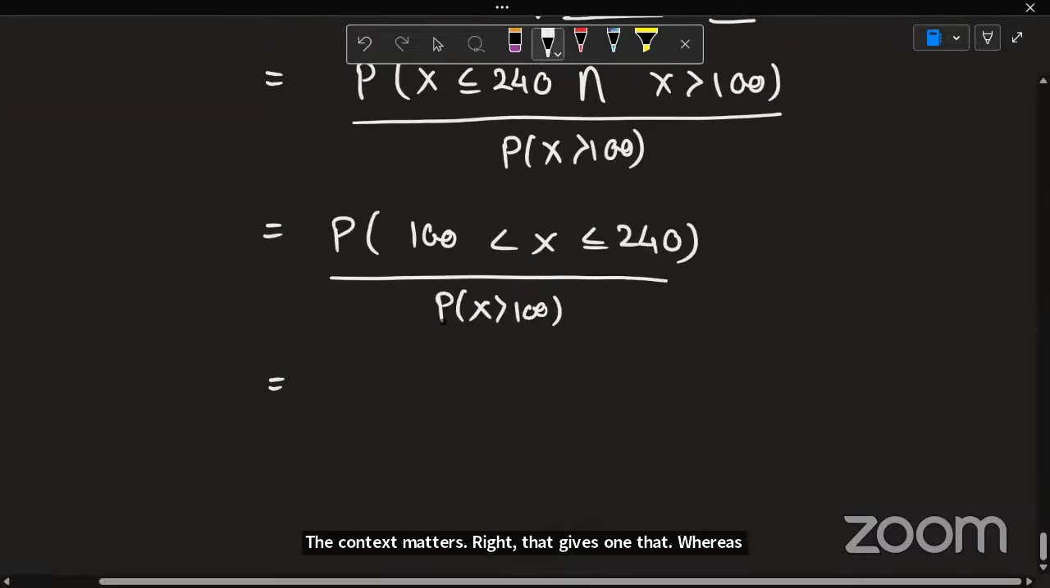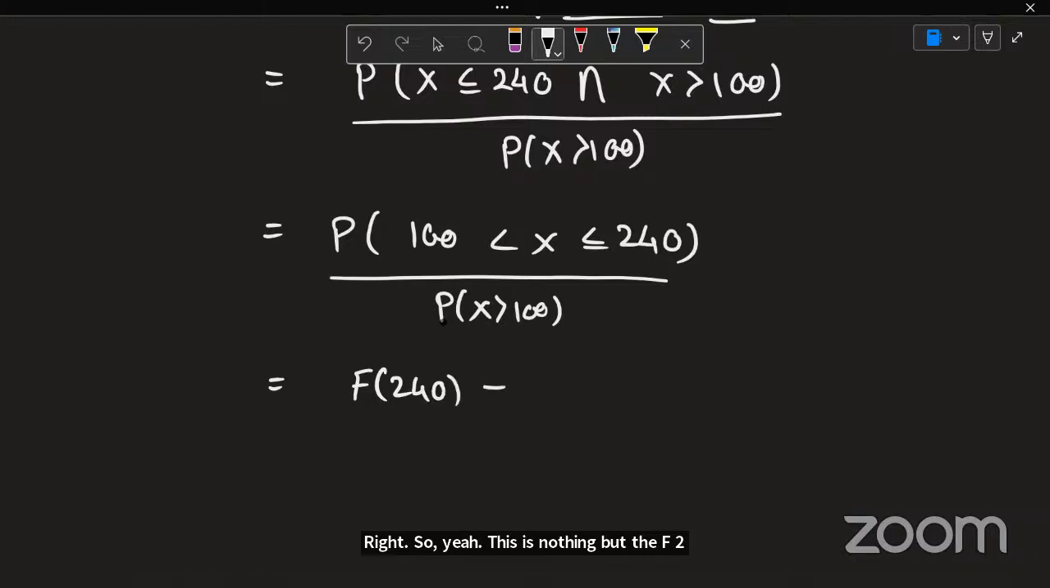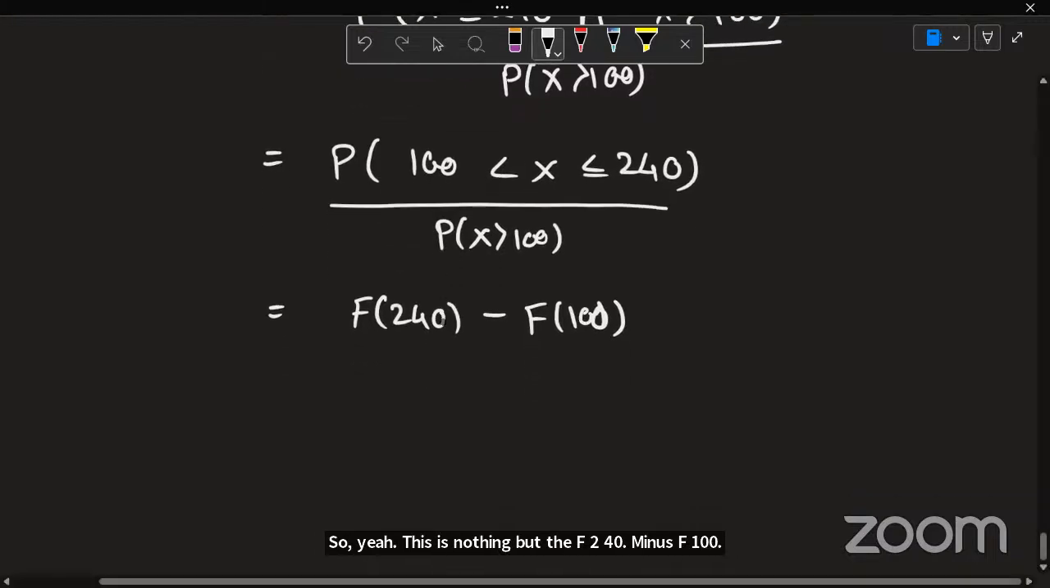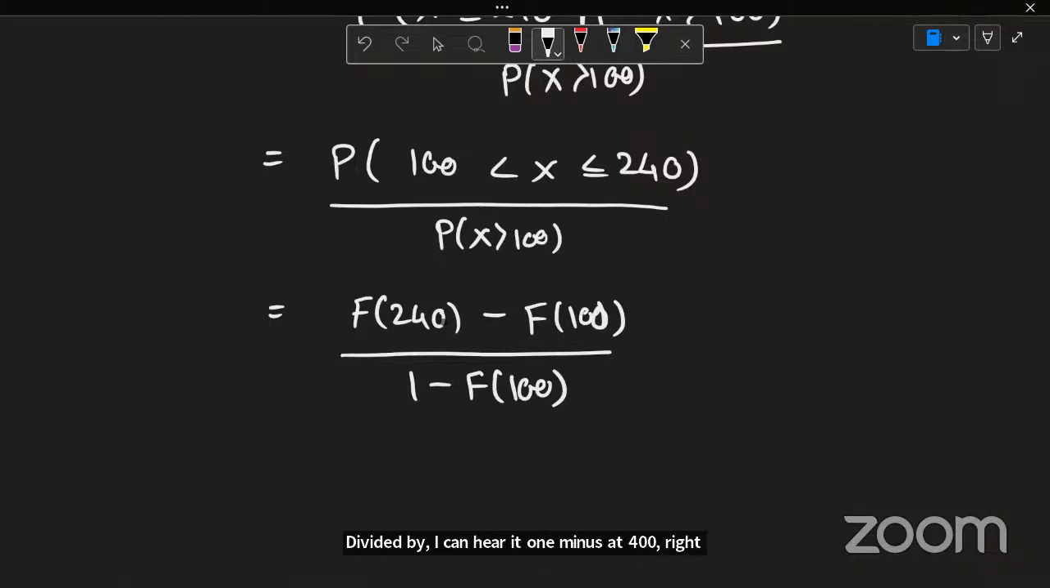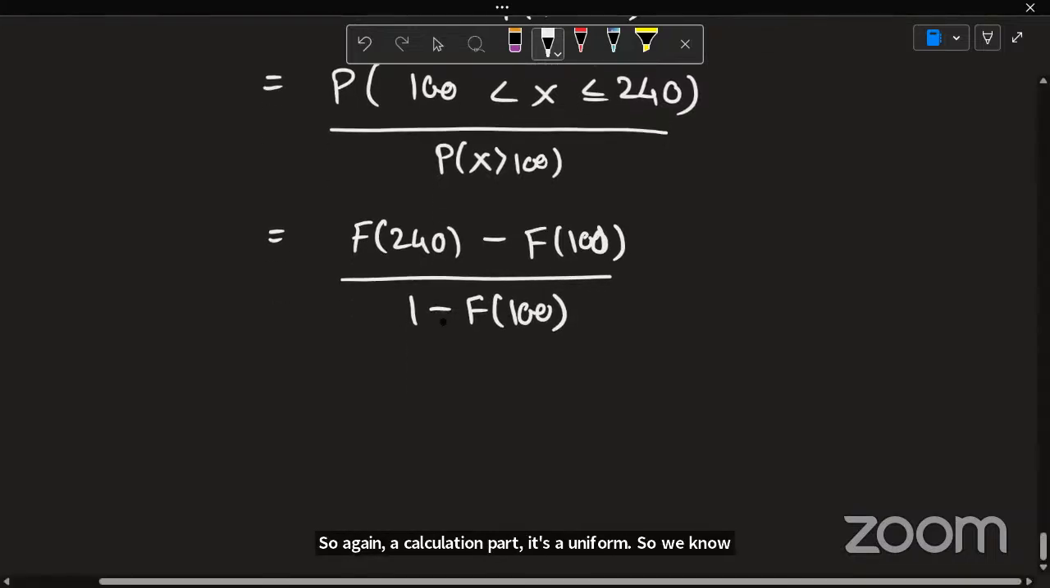Fine. So this is nothing but F(240) minus F(100), divided by the probability of x greater than 100, which I can write as 1 minus F(100), right? So again, it is a calculation part, and it's a uniform distribution. So we know how to find the CDF, right?